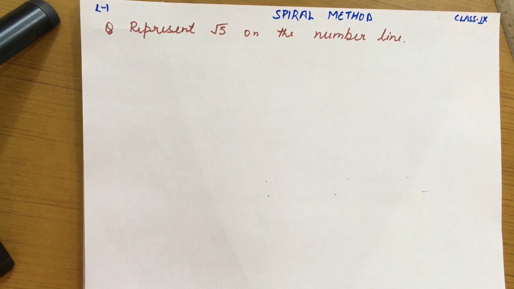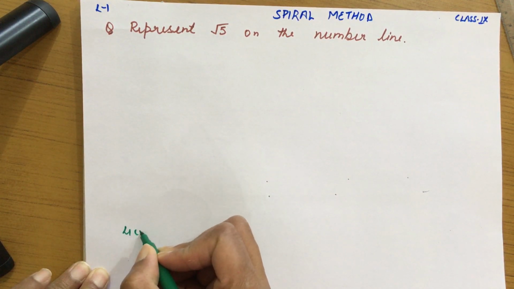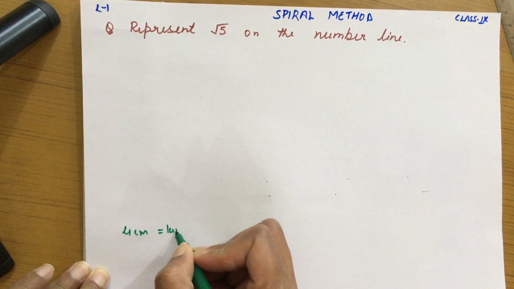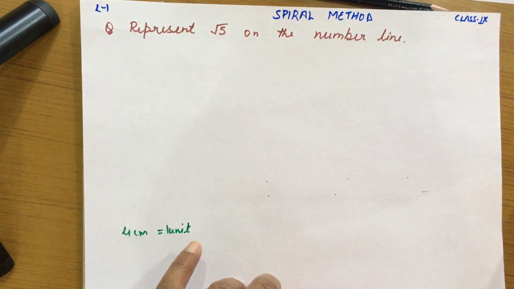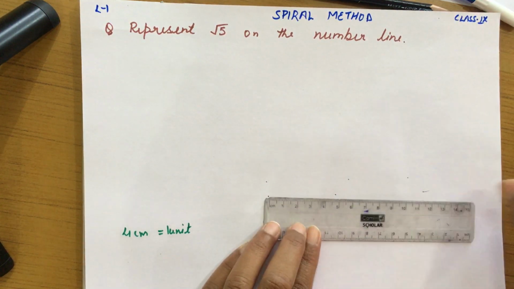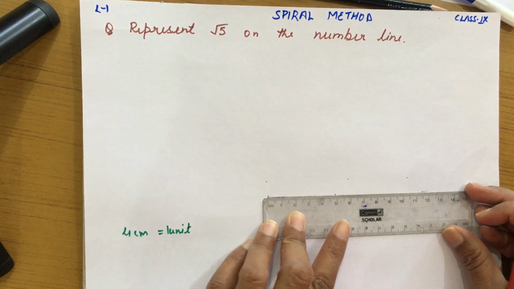Lesson 1, Class 9th. Today we are going to learn how to represent root 5 on the number line by spiral method. Here I am taking 4 centimeter as 1 unit. Now I will draw a number line by taking 4 centimeter as 1 unit.